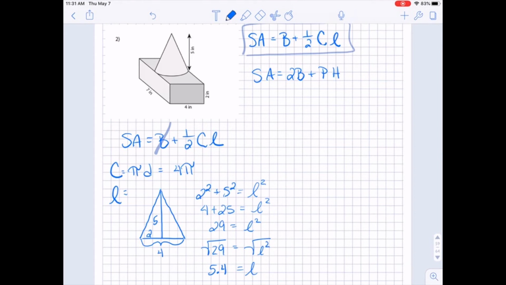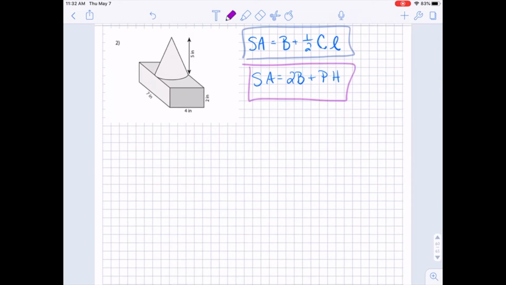So for the surface area of the cone minus the base, because that's inside the shape and it's not on the surface, I have the surface area equals 1/2 of the circumference times the slant height, or 2 pi times 5.4, or approximately 10.8 pi inches squared.